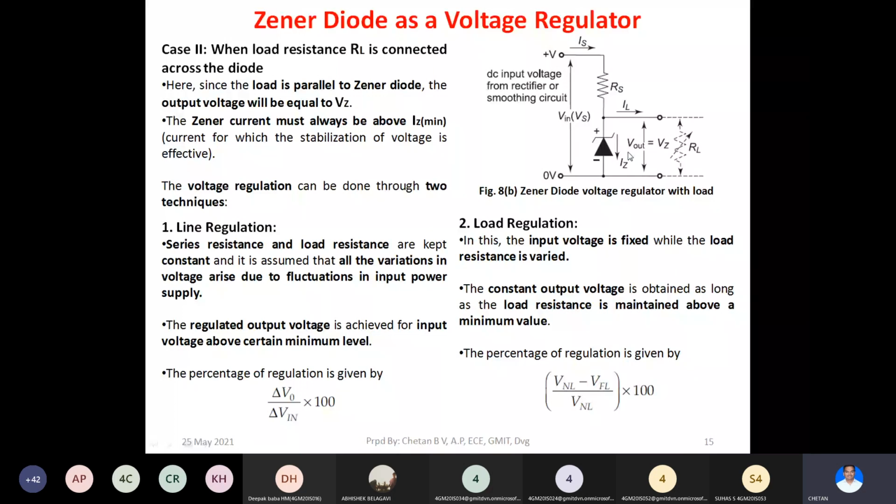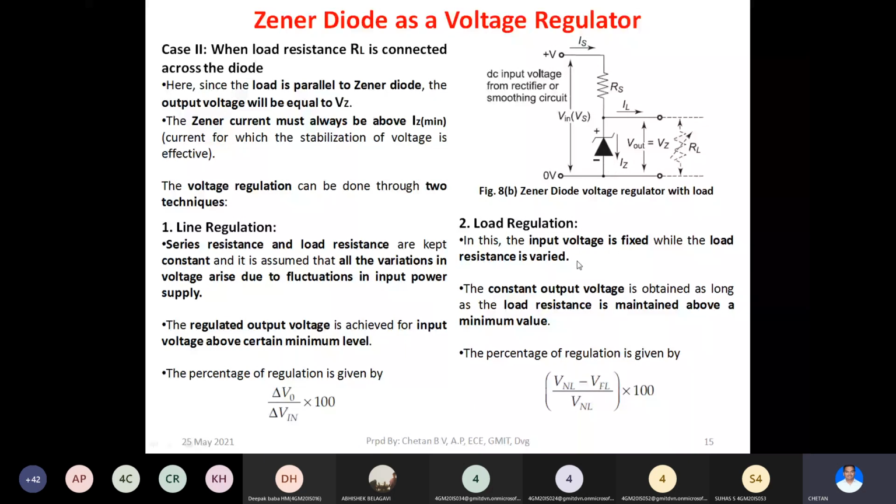Second thing is, if you decrease this RL, then RL will allow more amount of IL to flow. Therefore, IL will increase. But you already know this Is is constant. Therefore, to maintain the sum of Is equals Iz plus IL, this Iz will come down by an equal amount, and the sum will be maintained. And as long as this Iz is within the reverse breakdown region, this Zener diode will be capable of maintaining constant output voltage which will be equal to Vz. So this is what load regulation is.